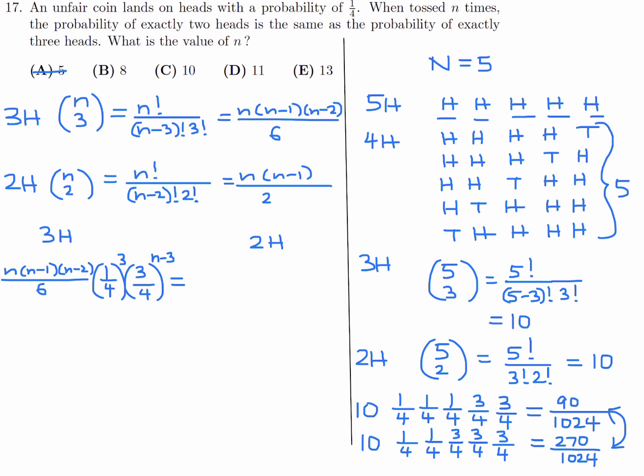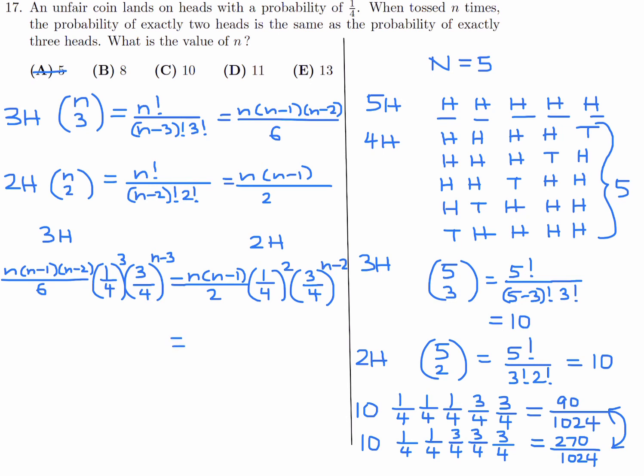Now let's do the 2 h's. 2 h's, we have to take this number now, n times n minus 1 over 2, and then we have to do the same thing. A quarter, there's 2 of those, 2 h's, and then 3/4 is how many tails, and that is n minus 2. So this is the equation we have to solve.